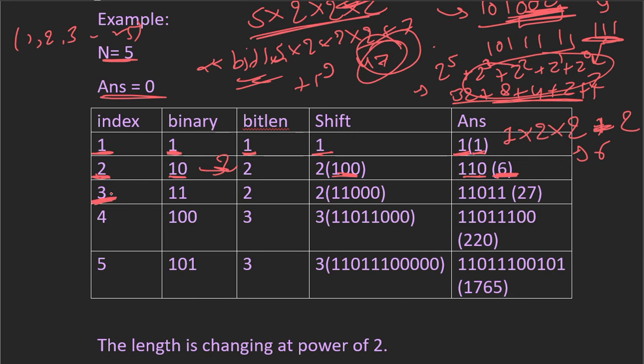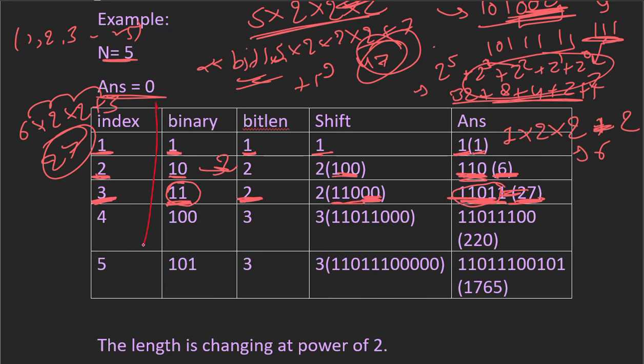Now we move to number 3. It has bit length 2, so again we shift our answer by 2 bits, that is 6 into 2 into 2 plus 3. So 6 to 12, 24, and 3 is 27. In decimal we are getting our answer as 27. Let's see by the binary approach. Earlier our answer was 110. If we shift by 2 bits, it will become 11000. Then we append the binary value here, so it will become 11011. So it is the binary representation of 27.